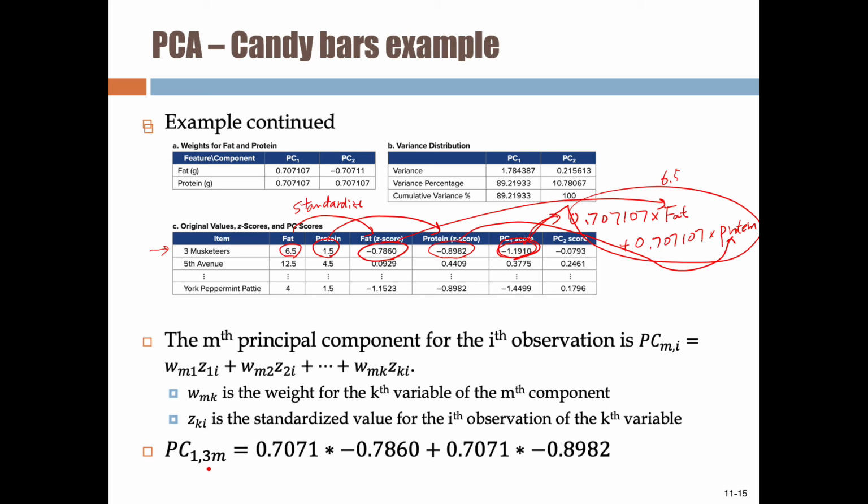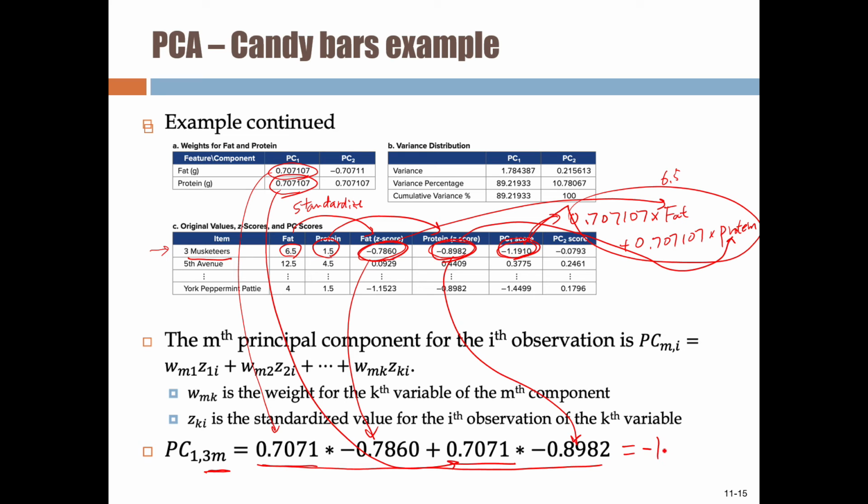So this one is for the 3 musketeers. This is the PC1 from here, and then the minus 7860 comes here, and this number is coming from here. Yeah, it's the same number, it's a coincidence, but actually this number comes to here. And then using the calculation, this is the minus 1.1910, which is this number.